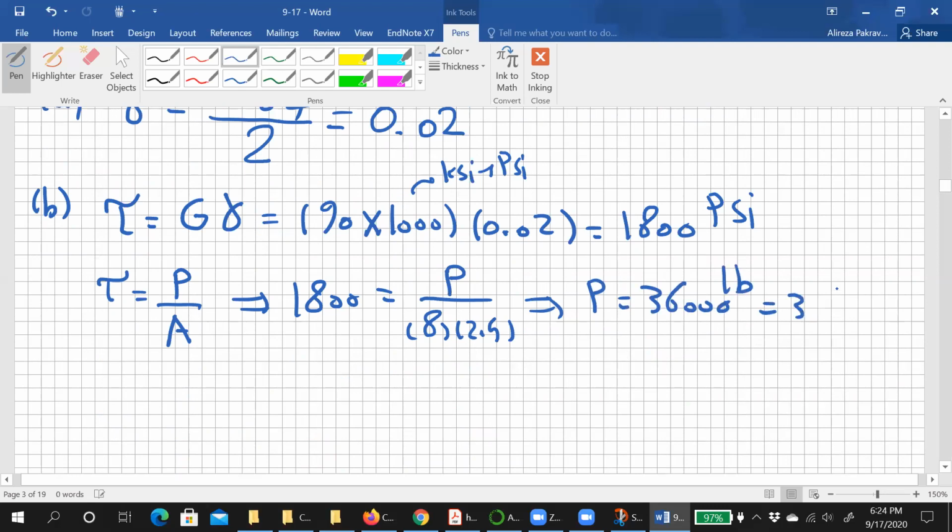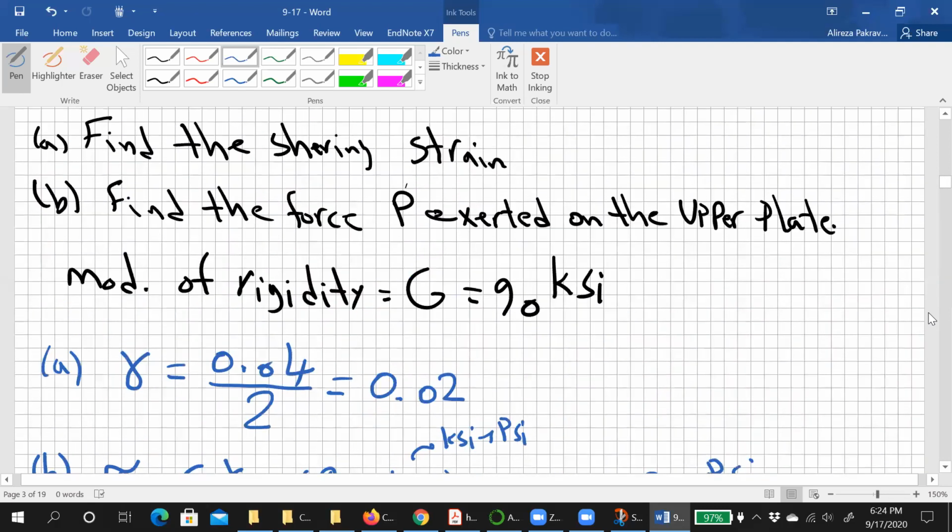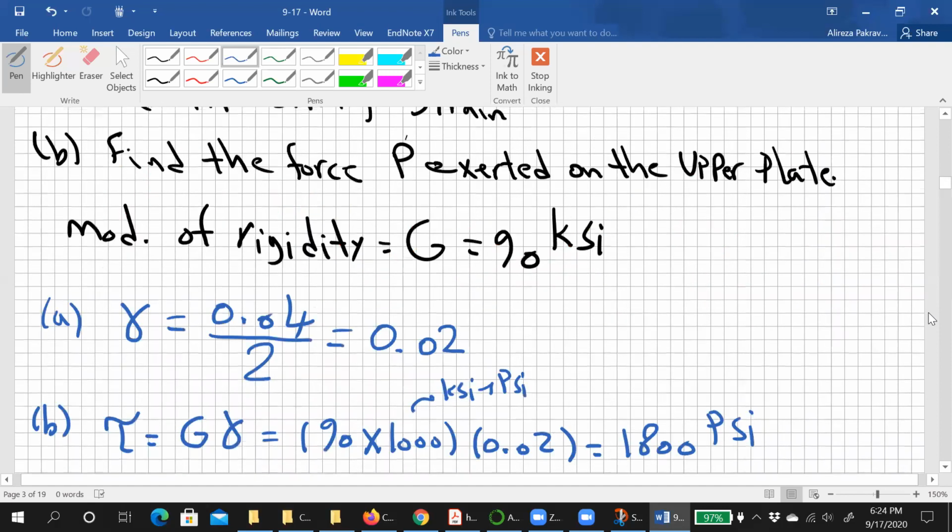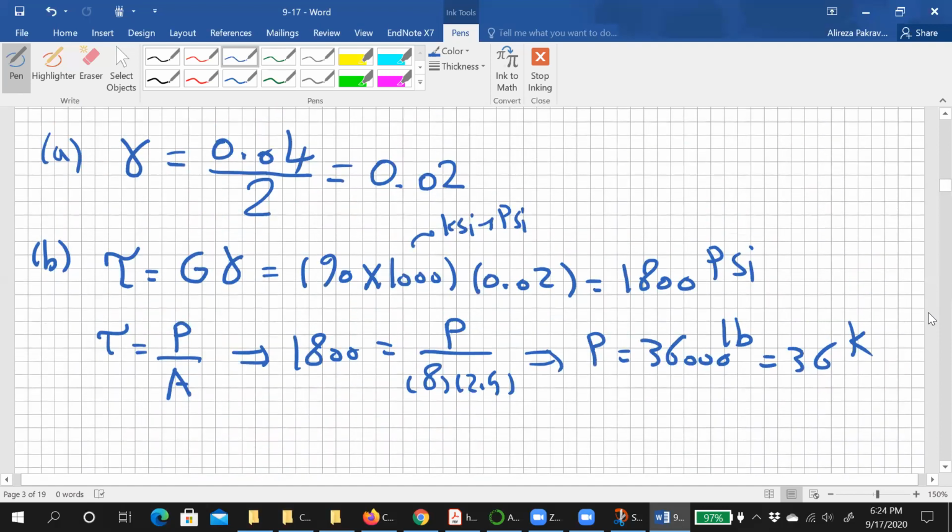Or you can write it in kilopounds, right? Does it make sense to you, guys? Let me go back here to make sure all of you can write the calculations. Does it make sense? Okay. Professor, what's the K? Okay. Kilopounds. Oh, kilograms.